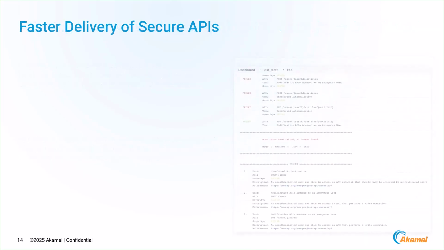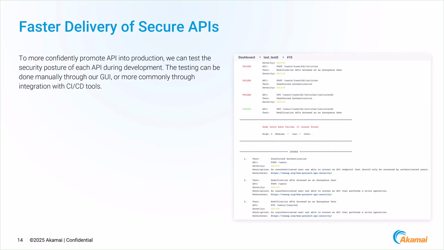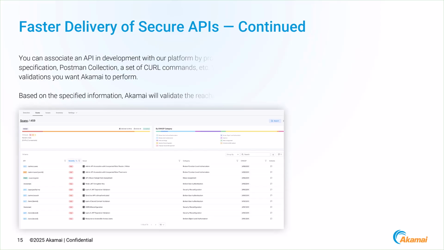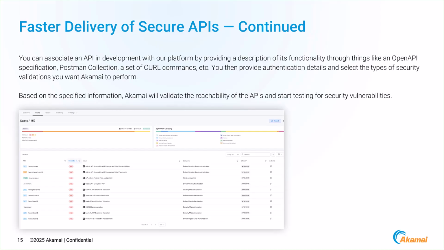To more confidently promote APIs into production, we can test the security posture of each API during development. The testing can be done manually through our UI, or more commonly through integration with CI/CD tools. You can associate an API in development with our platform by providing a description of its functionality through things like an OpenAPI specification, Postman collection, a set of curl commands, etc. You then provide authentication details and select the types of security validations you want Akamai to perform. Based on the specified information, Akamai will validate the reachability of the APIs and start testing for security vulnerabilities.